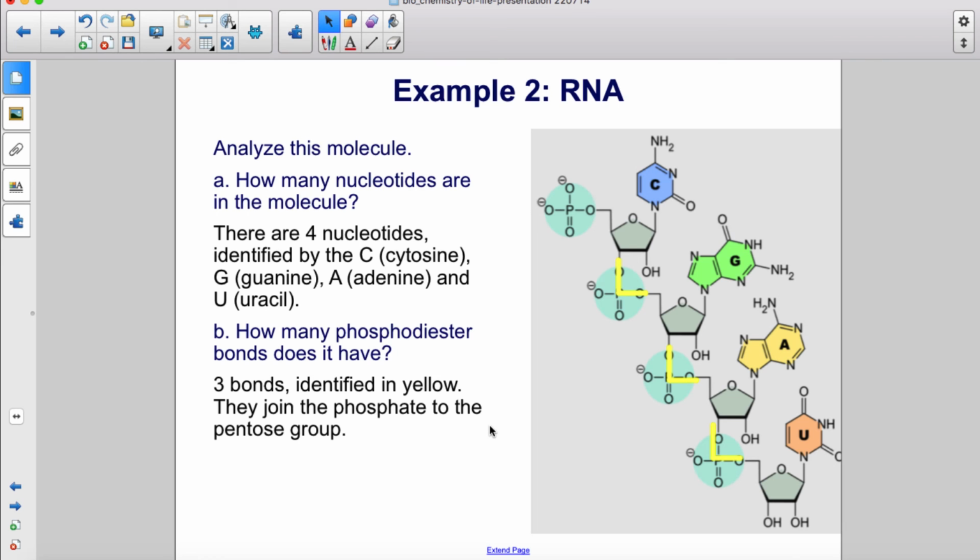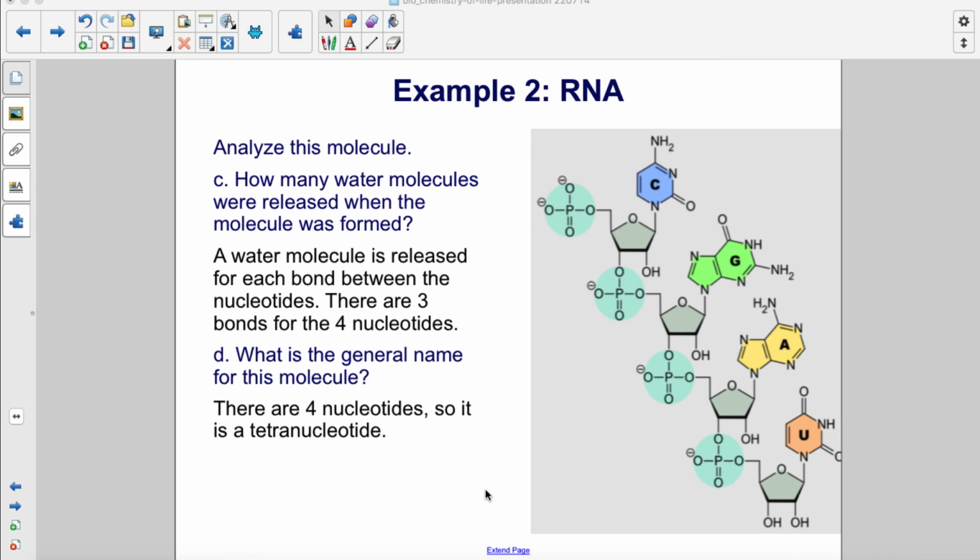How many phosphodiester bonds does it have? 3 bonds identified in yellow. They join the phosphate to the pentose group. A water molecule is released for each bond between the nucleotides. There are 3 bonds for the 4 nucleotides.